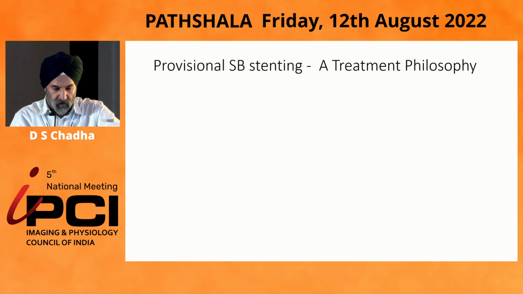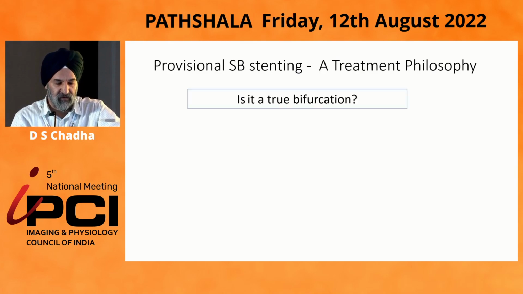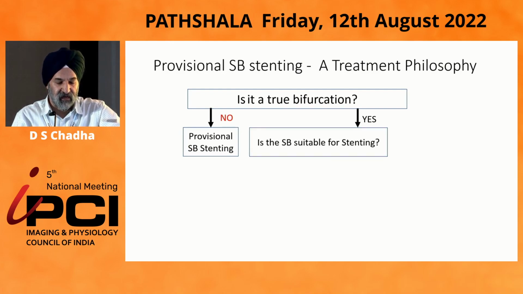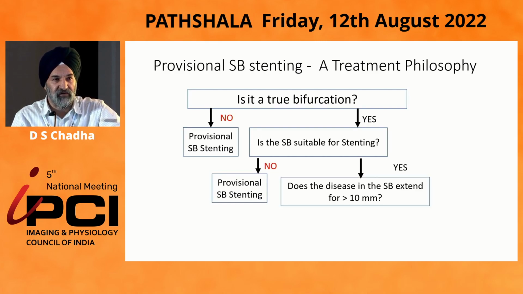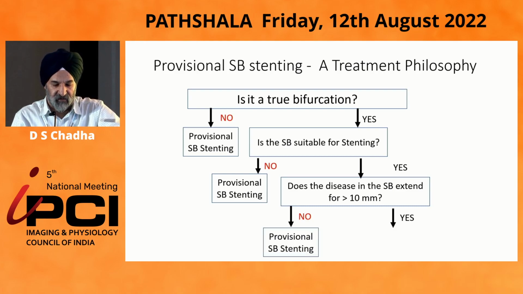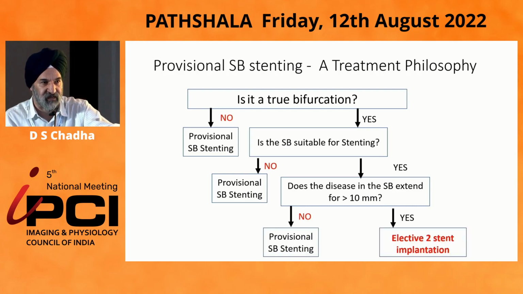So provisional stenting is a kind of treatment philosophy. Is it a true bifurcation? If the answer is no, you go ahead with provisional stenting. If the answer is yes, is the side branch suitable for stenting? No, you go ahead with provisional. If the answer is yes, you need to see the side branch. This is as per the EBC 2022. If the disease extends for more than 10 millimeter, if the answer is no, provisional. If the answer is yes, you select 2 stents.